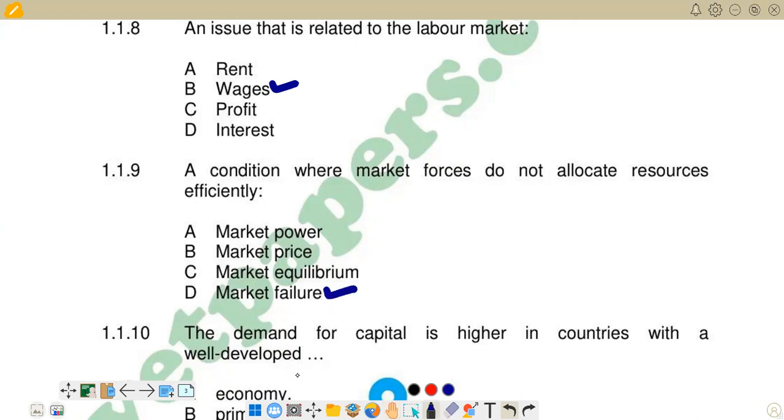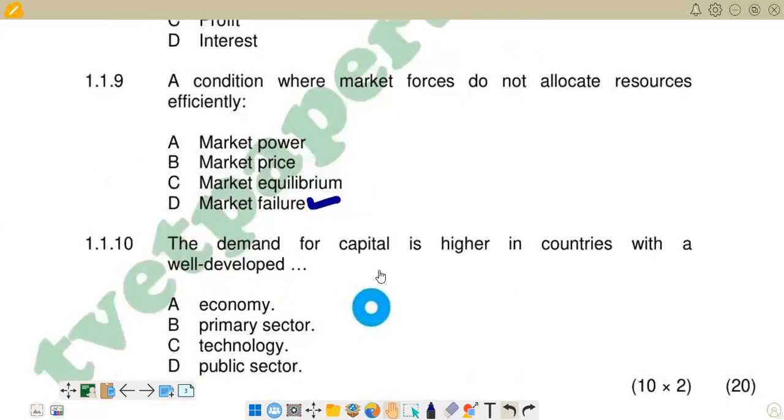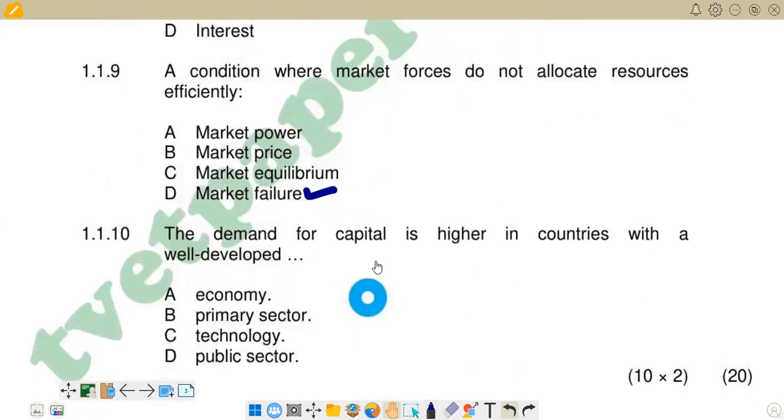Then I'll go to the last one in terms of the multiple choice part. It's saying the demand for capital is higher in countries with well-developed, and A is saying economy, primary sector, technology, public sector. So you'd see that the most appropriate that we have there is economy. And the question is saying the demand for capital is higher in countries with a well-developed.